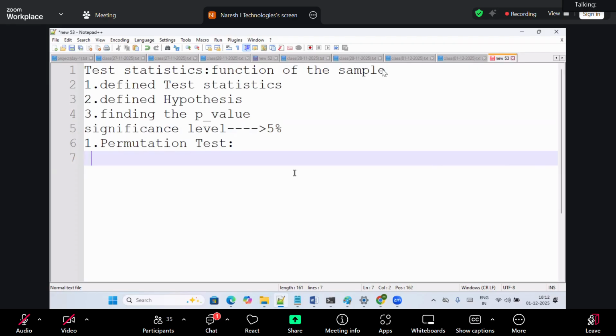Okay. Anybody else? It's a P test. What is the permutation test? I'm asking the process.